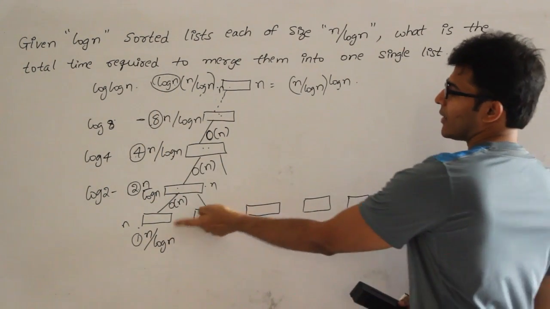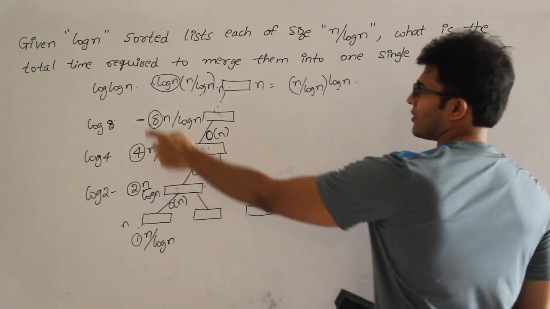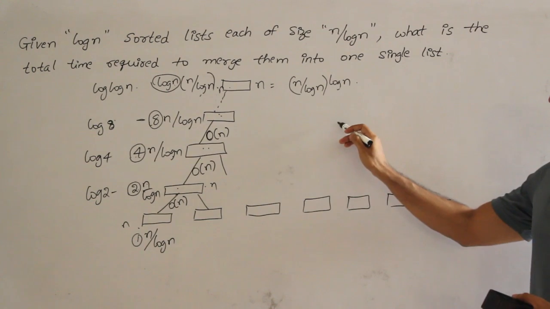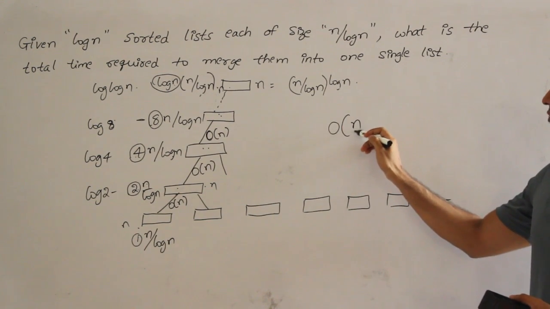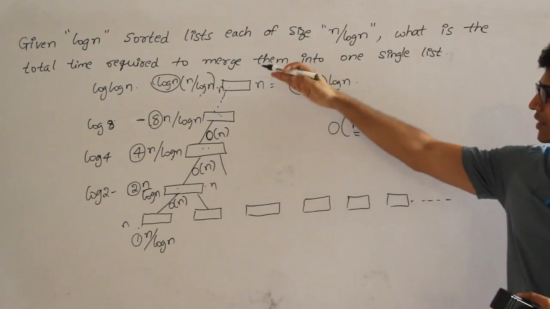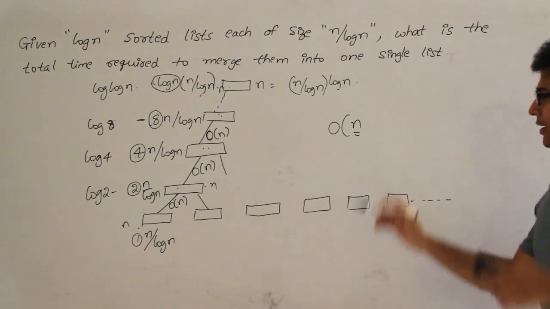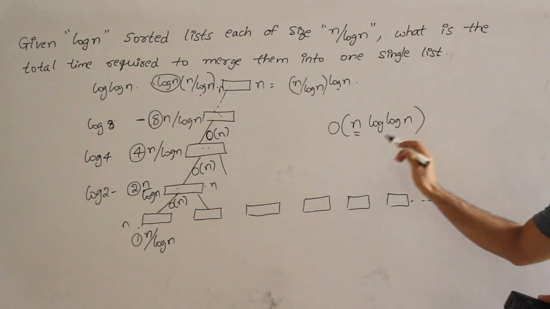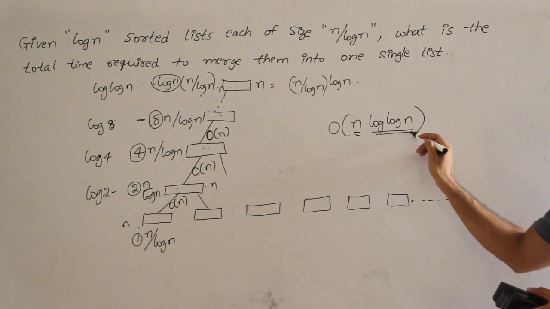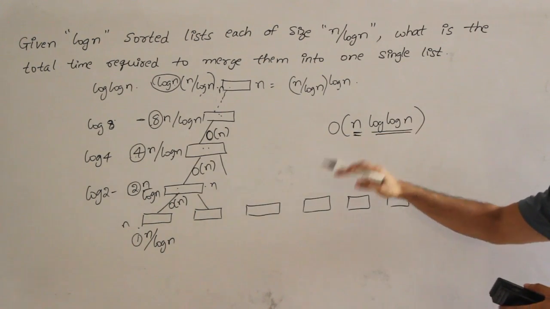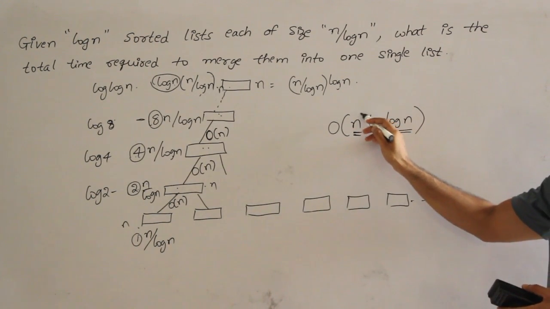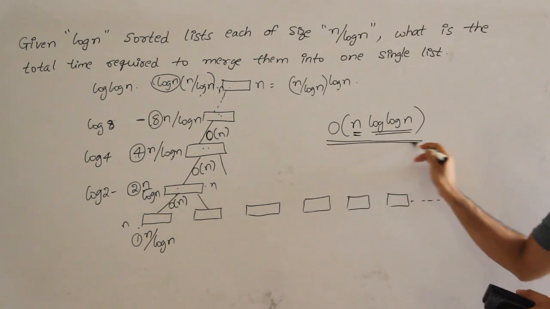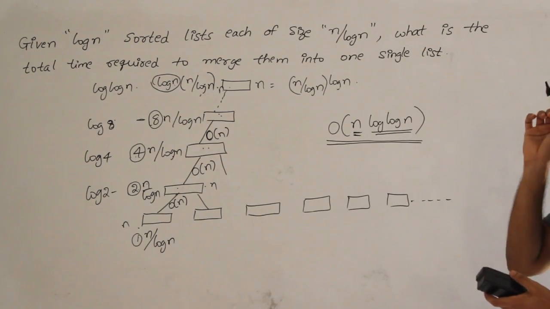In order to do one climbing, the time taken is order of n, and there are log n such climbings. All the elements have to do log n climbings, or the height of the tree is log n, and to go one step ahead at every height, we need to do order of n. Therefore, the total time taken for this algorithm is order of n log n. Okay, fine.